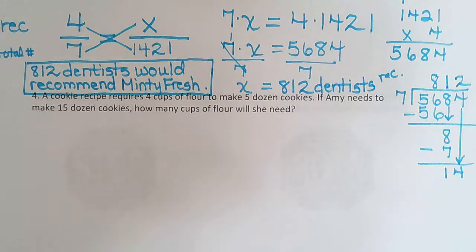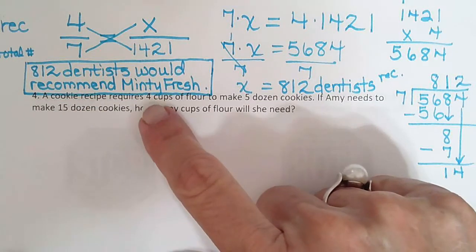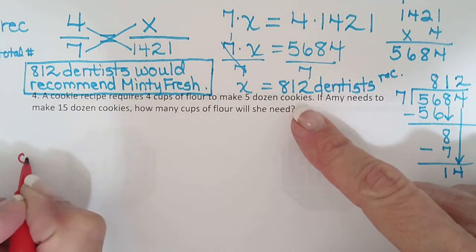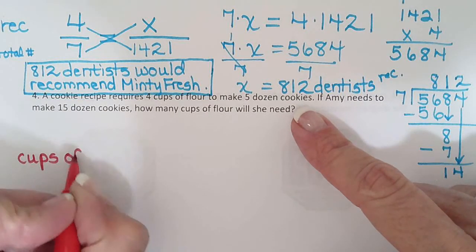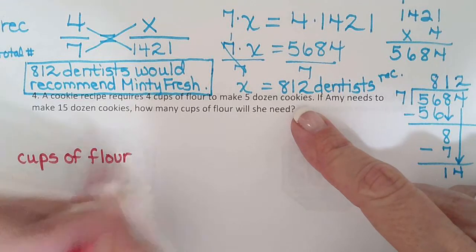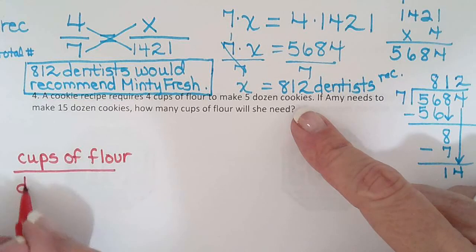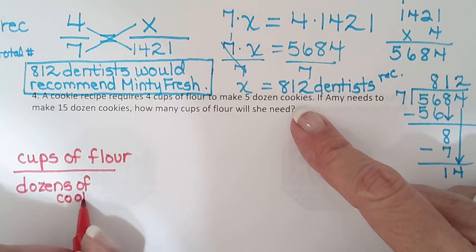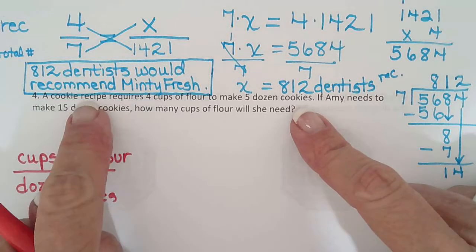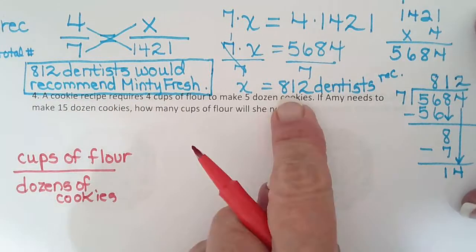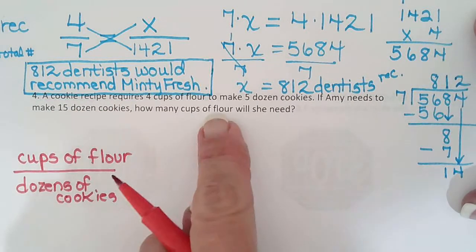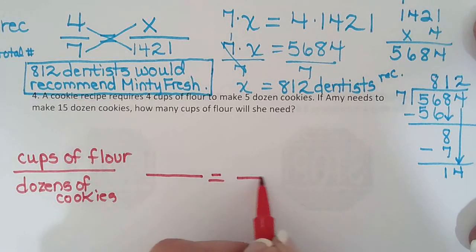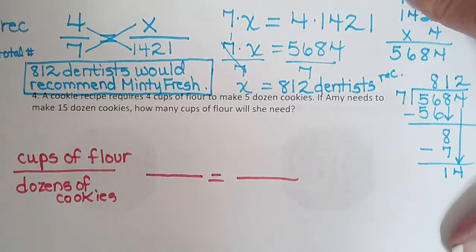So number 4, we look, and the things they're comparing are cups of flour to dozen cookies. So cups of flour to dozens of cookies. And they repeat it twice. Cups, cookies, cookies, cups. So anytime they repeat the same quantities twice, that's when you know to immediately jump in with the proportion.